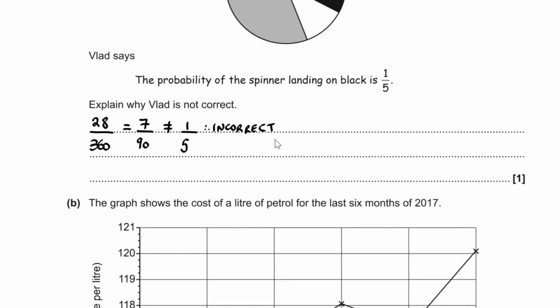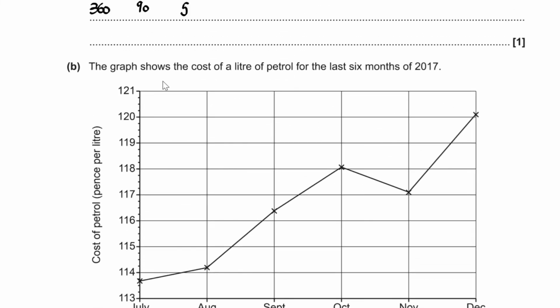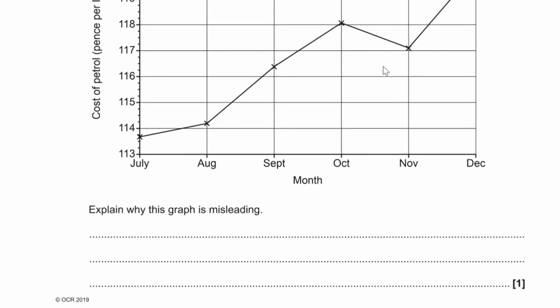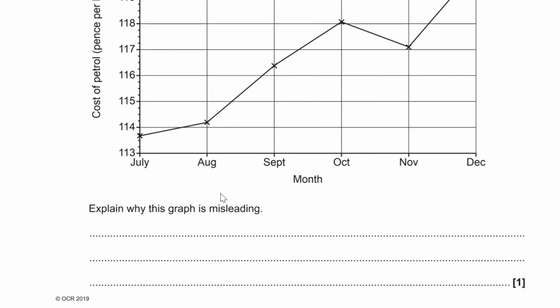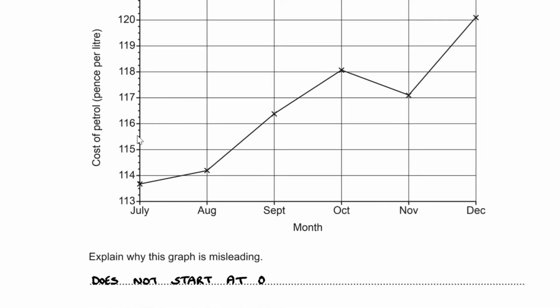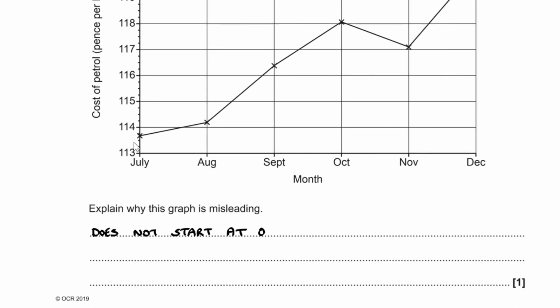Now for part B, the graph shows the cost of a litre of petrol for the last 6 months of 2017, that's what we see here, and we have to explain why this graph is misleading. Well, one reason is the graph does not start at 0. We don't know anything about cost of petrol going up to that.